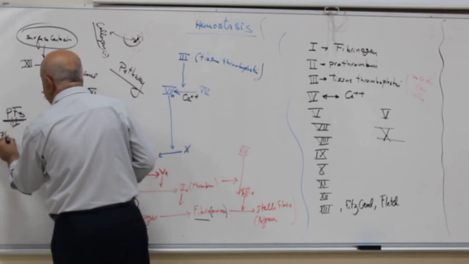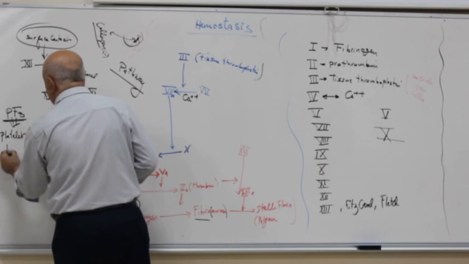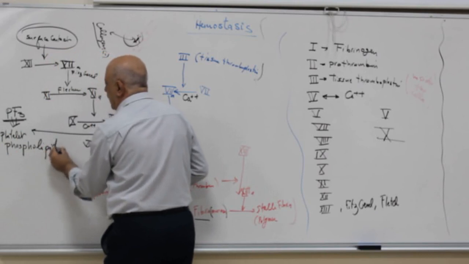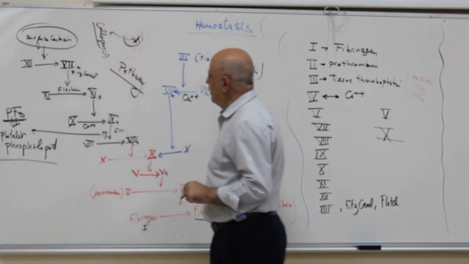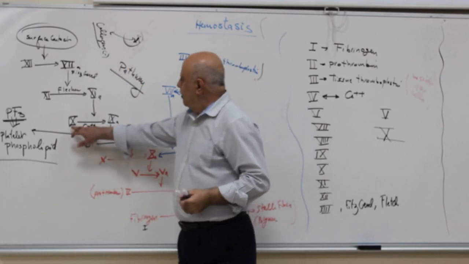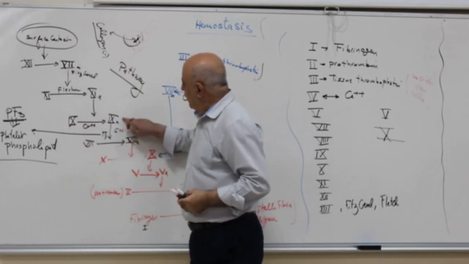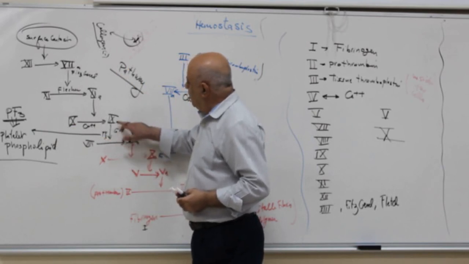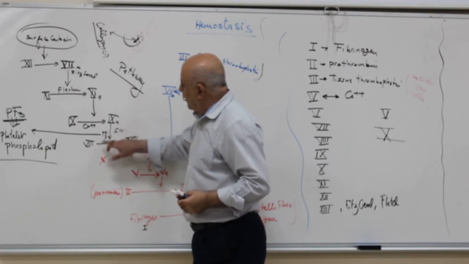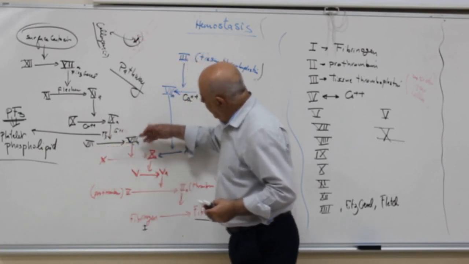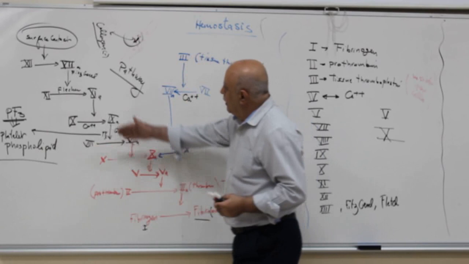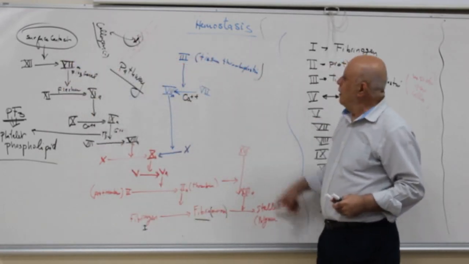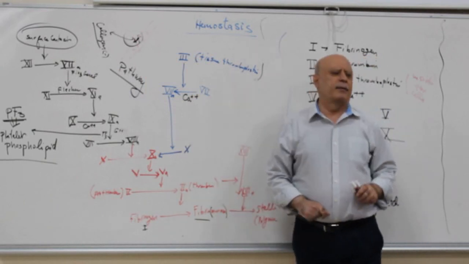It's called platelet phospholipid. So from factor 9, with the presence of PF3 and calcium, factor 9 activates factor 8, factor 8 activates 10, and so forth. So this pathway leads to a fibrin clot, and this pathway leads to a fibrin clot.